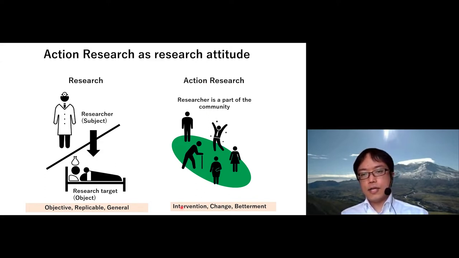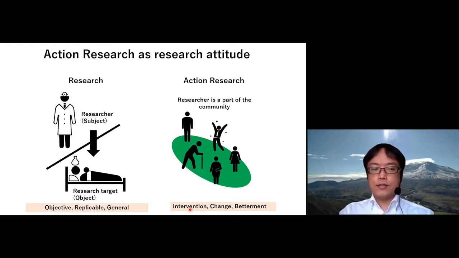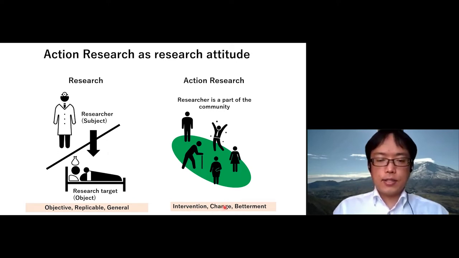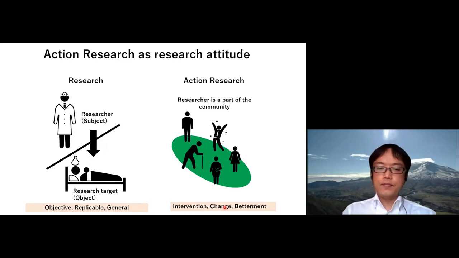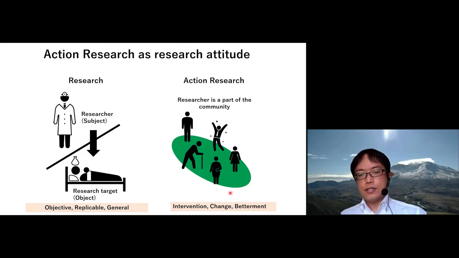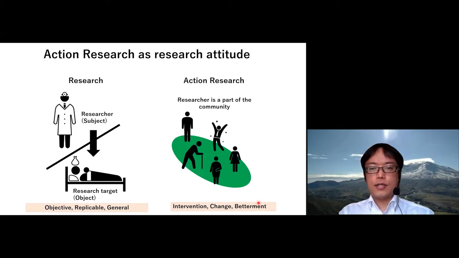So the keyword in action research is intervention, because researchers go to the field and intervene in the local issues directly. The objective of action research is to bring change and betterment. The betterment is made through the change. So these three are basically the keywords for action research. This is how different research in general is from action research.